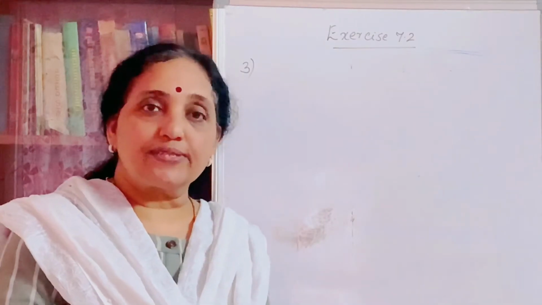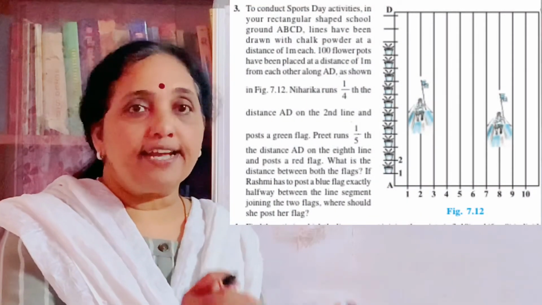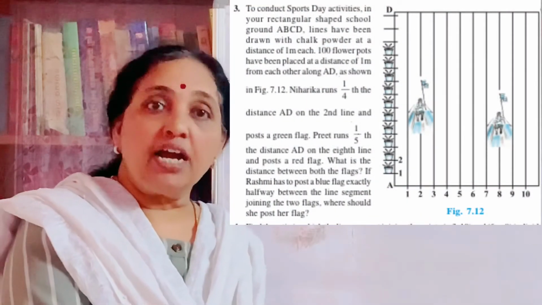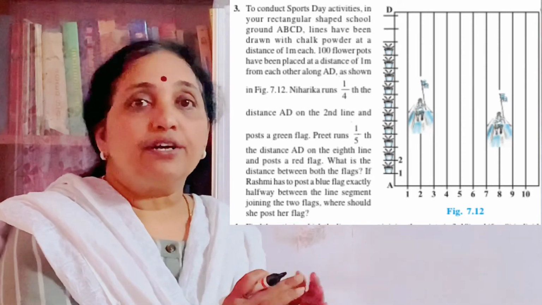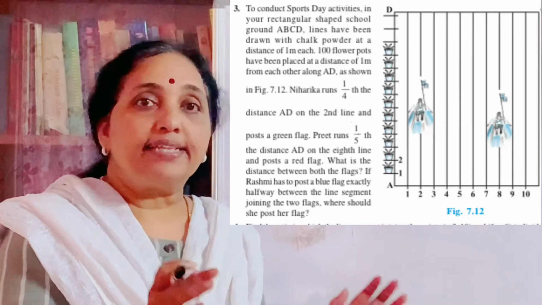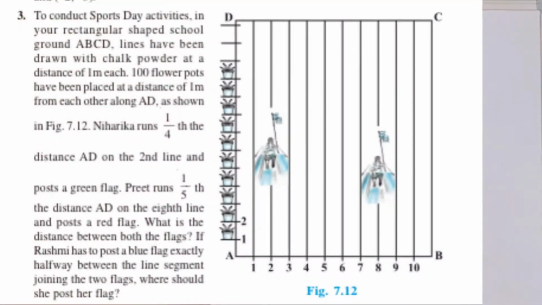Now the next question is question number 3. For that question we have to find out the coordinates of the points from the figure, and after finding the coordinates use the distance formula to find the distance between those 2 points. Read question number 3. In the figure given, ABCD is the rectangular school ground, length of AB is 10 meters. Then what will be the length of AD?